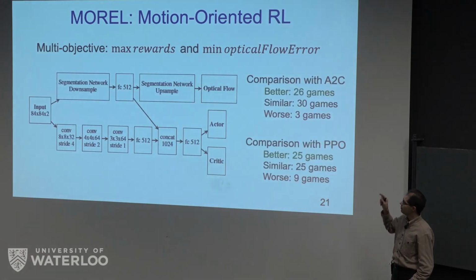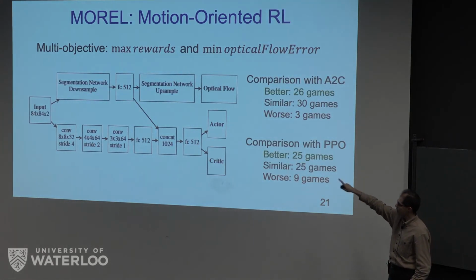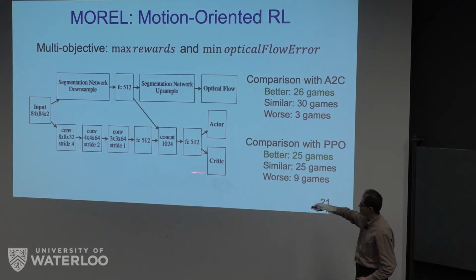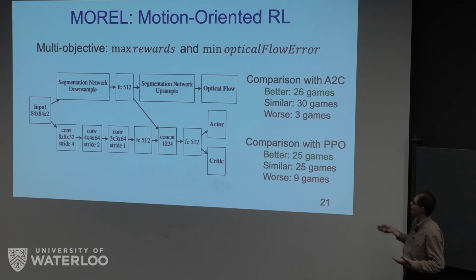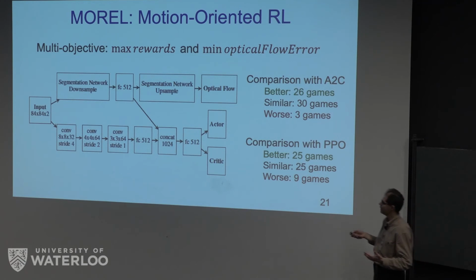OK, so this was the architecture, and essentially you see this part, which is the classic reinforcement learning part. We can have any architecture. So we tried some of the popular baselines. A2C and PPO are two popular baselines. And really, we could plug in anything.